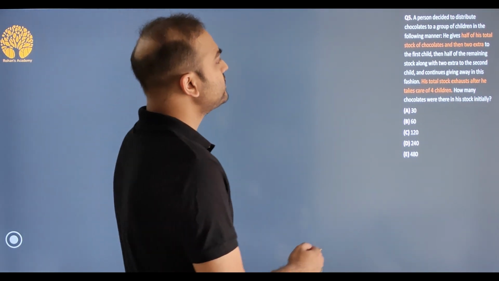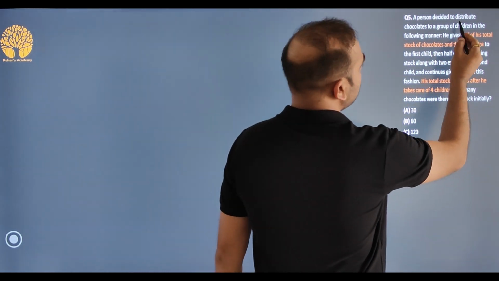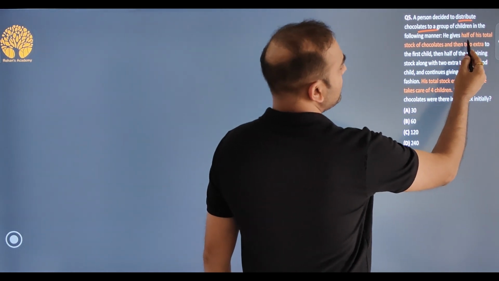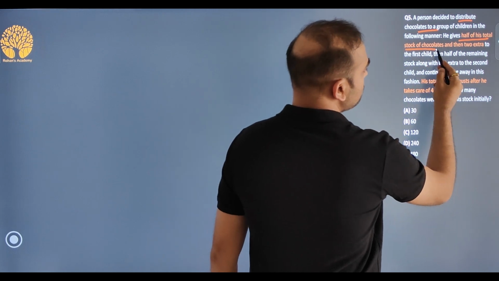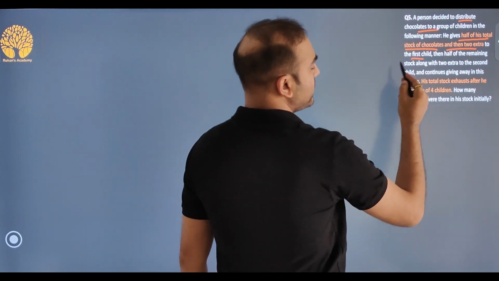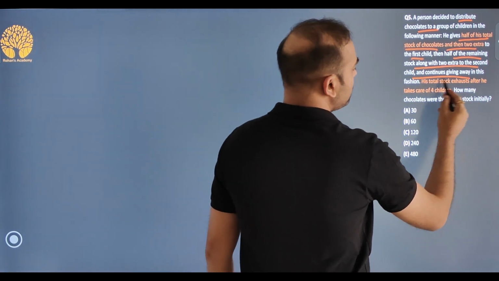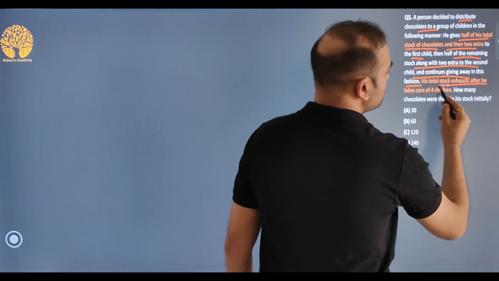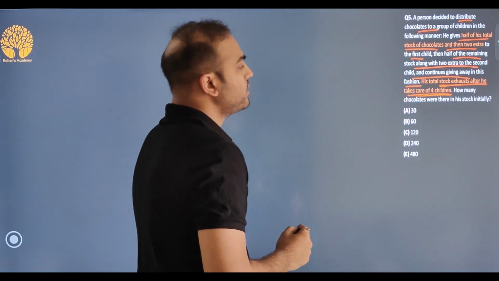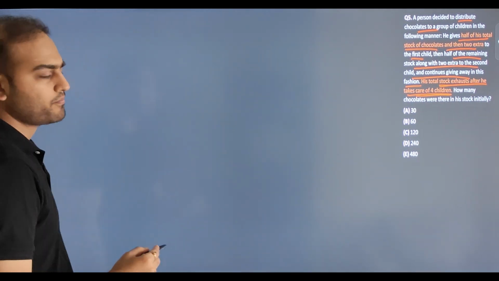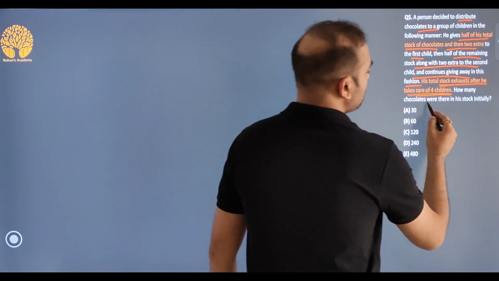Alright, an interesting question. See, a person decided to distribute chocolates. He gives half of his total stock of chocolates and then 2 extra to the first child. Okay. Then half of the remaining, and it basically continues. The stock exhausts after he takes care of 4 children. Right. Now the question is, how many chocolates are there initially? Right. Again, it's a basic word problem. Do not worry. Don't think what will happen. We'll just go step by step.